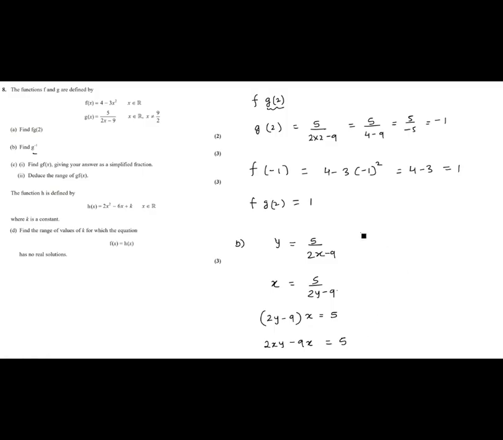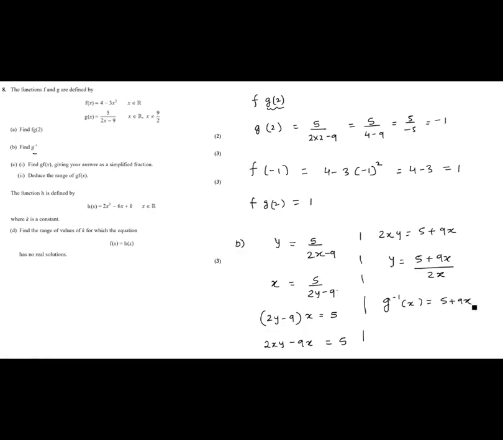Then you add 9x on both sides. So this becomes 2xy equals 5 plus 9x. And then you divide both sides by 2x. So y becomes (5 plus 9x) over 2x. So this is the g inverse x function.